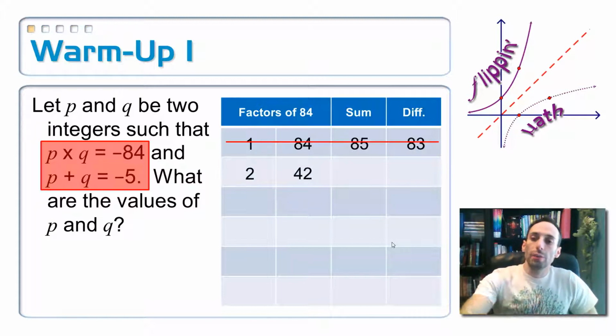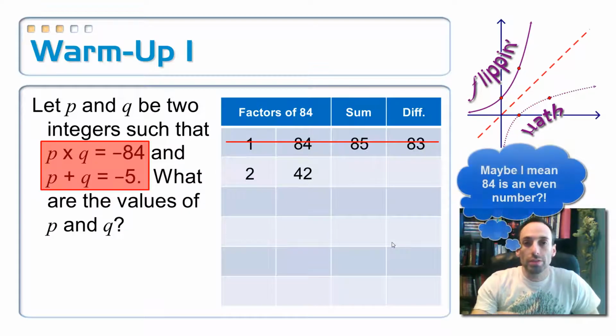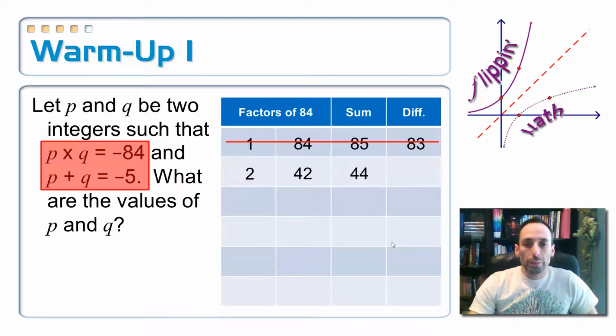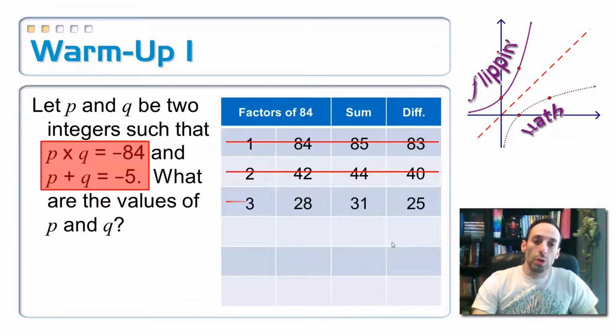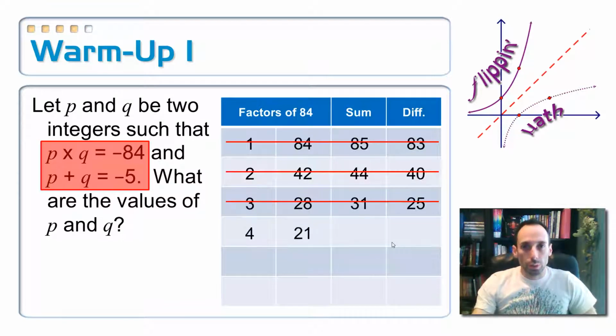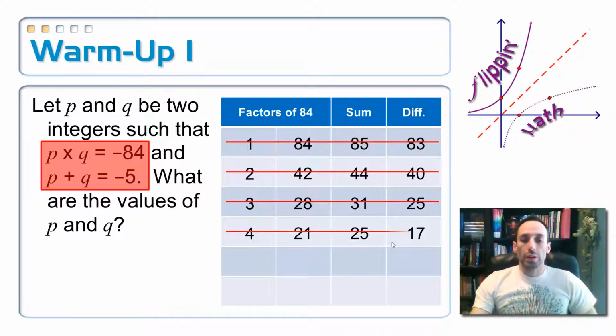Okay, well 84 is not a prime number, so maybe I divide it by 2. 2 and 42. Add them up, subtract them. Am I going to get 5 from that? No, I get 44 or I get 40. No, it's not going to work. Okay, so how about 3? Does 3 go into it? Sure, it goes into it 28 times. Add them up, I get 31, subtract them, 25, not going to work. Okay, so you might keep doing this until you find a pair that works.